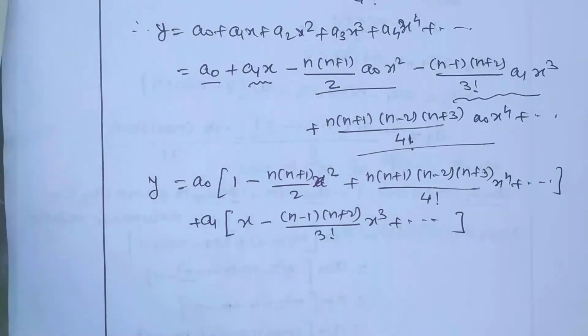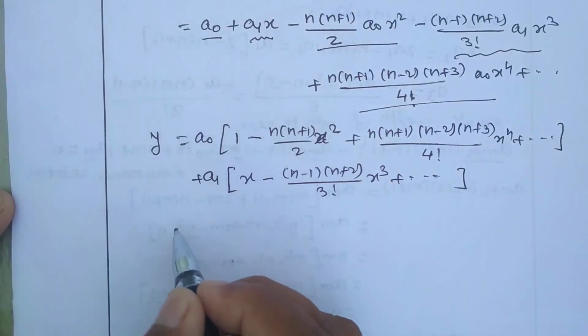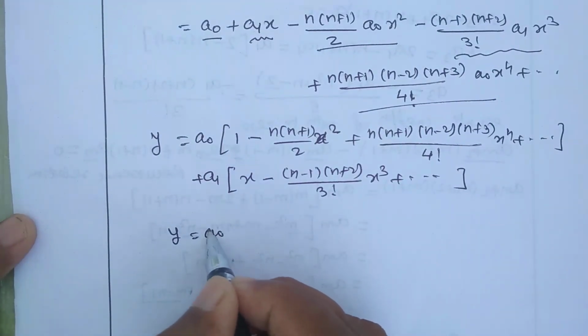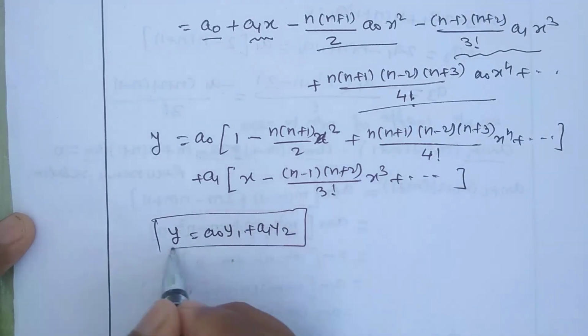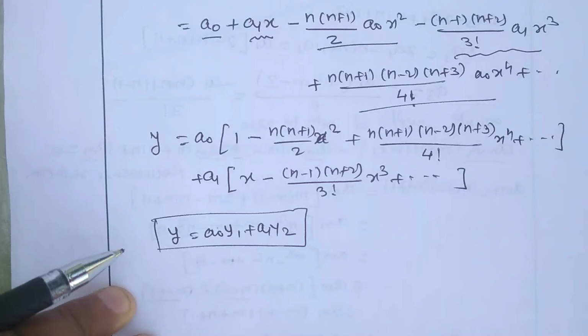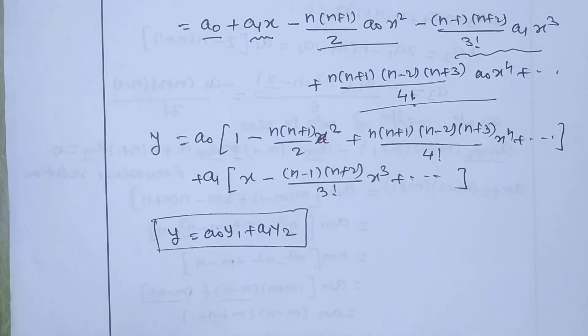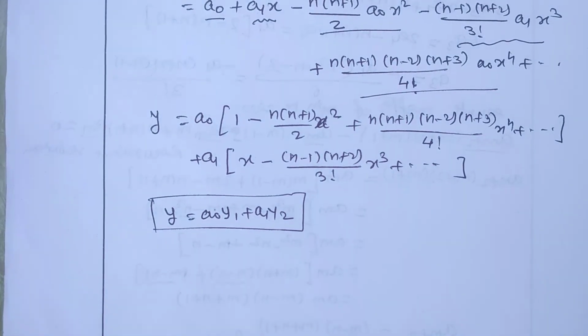This is y. So you will get the solution of this given differential equation in the form of y is equals to a0 y1 plus a1 y2. So that is our final solution. This is our final solution for this Legendre's differential equation, and this is our last topic. So this topic is completed. So unit number 4, that is series solution of differential equation, this unit number 4 is completed.